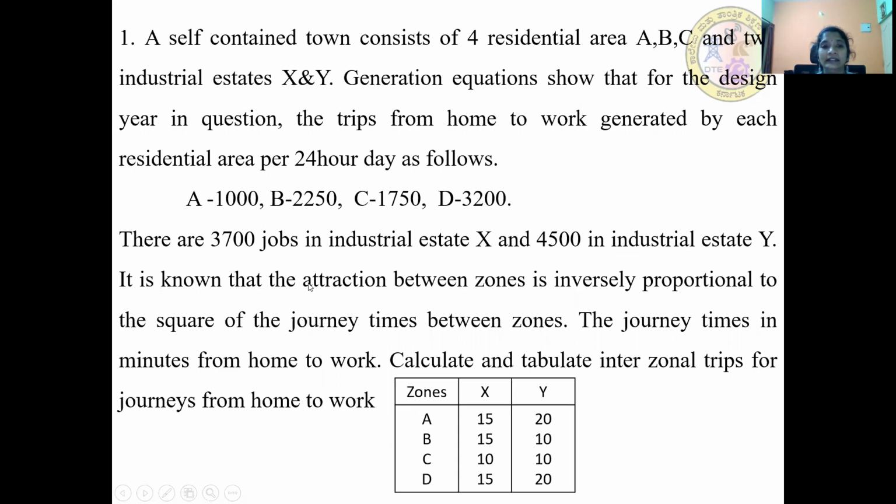It is known that attraction between zones is inversely proportional to the square of the journey times between the zones. So the journey times in minutes from home to work are given. Calculate and tabulate interzonal trips for journeys from home to work. So there are 4 zones A to D and 2 industrial estates X and Y, and the trips generated are given. So you should tabulate the interzonal trips.